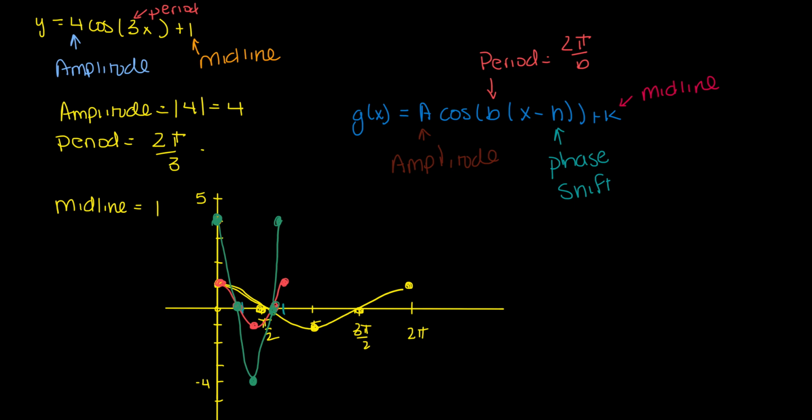And then the last thing we need to do is this midline. We're shifting all these points up basically just by 1. So this moves up by 1. This guy moves up by 1. This point moves up to -3. This point moves up to 1. And this point moves up to 5.